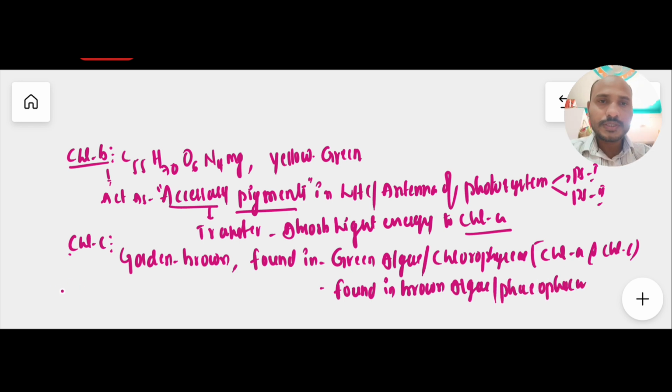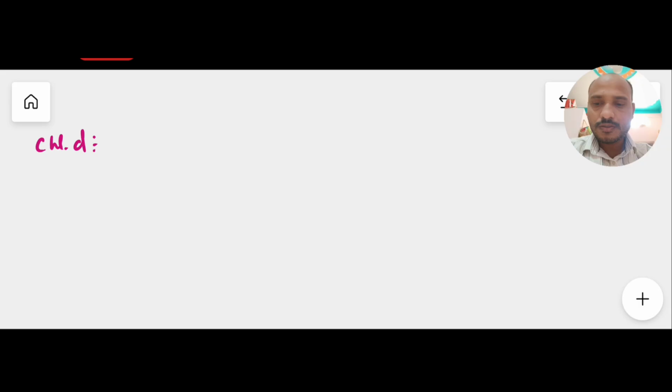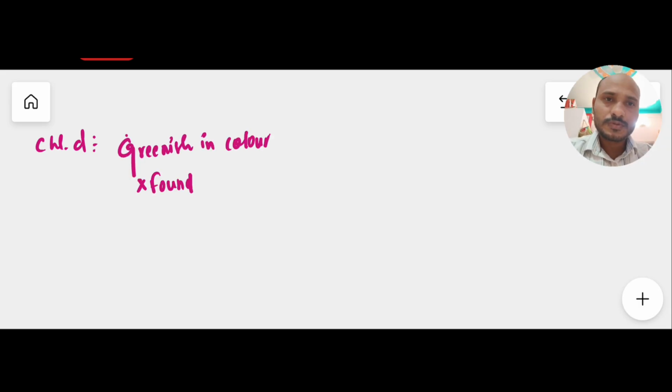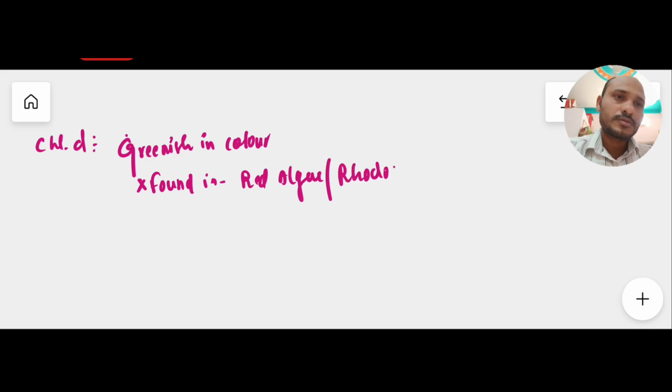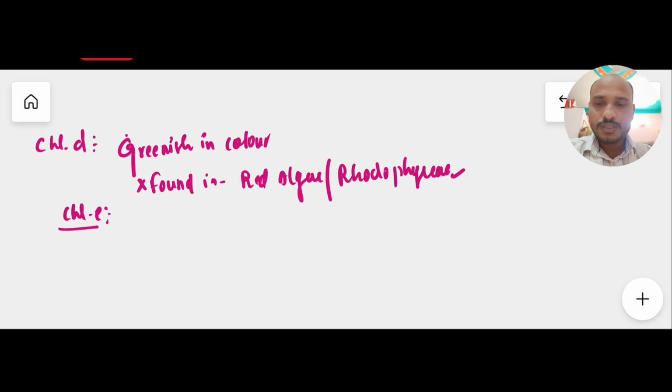Now coming to chlorophyll D. Chlorophyll D is greenish in color. Generally these pigments are found in red algae, that is Rhodophyceae members. Coming to the last, chlorophyll E. This pigment is yellowish in color.